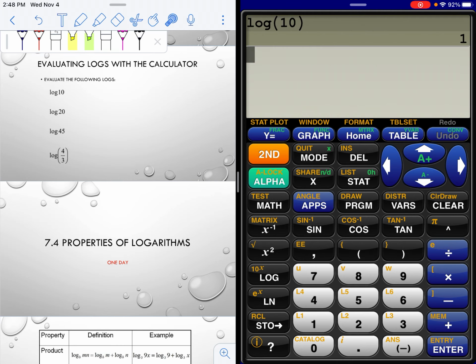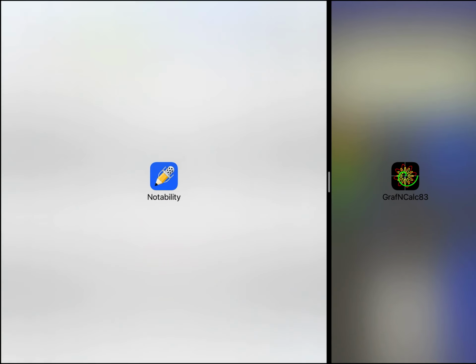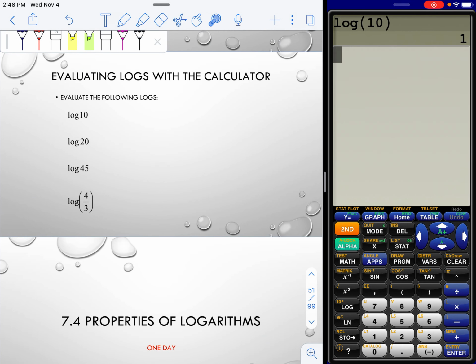Log of 10, that equals 1. Would we expect that to equal 1? Hopefully your answer is yes, because this is log base 10 of 10 equals what? That's our unknown. So it'd be 10 to the what power equals 10. Well, x has to equal 1. All right, let's try the next one.